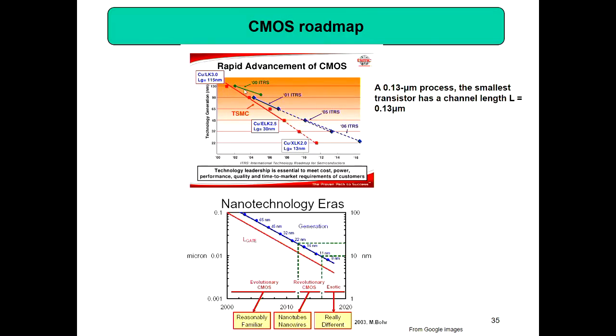Then you can see it came down. Later in 2004, it became 90 nanometer technology, and then it came down further. I have data only up to 2016, when it is around 22 nanometer. Technology leadership is essential to meet cost, power, performance, quality, and time to market requirements of customers. So you are reducing the size of the transistor, and you also have to meet the cost. It should be low cost, low power, high performing, and of good quality.